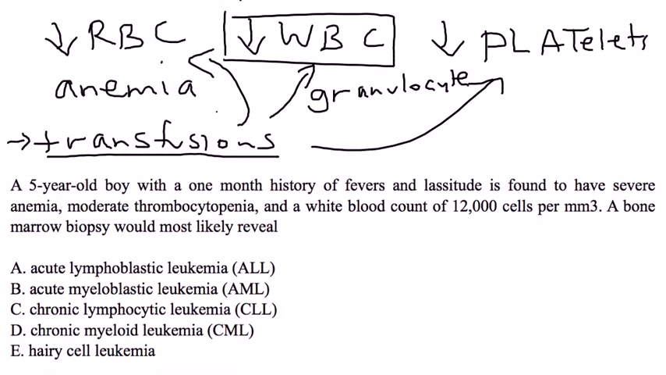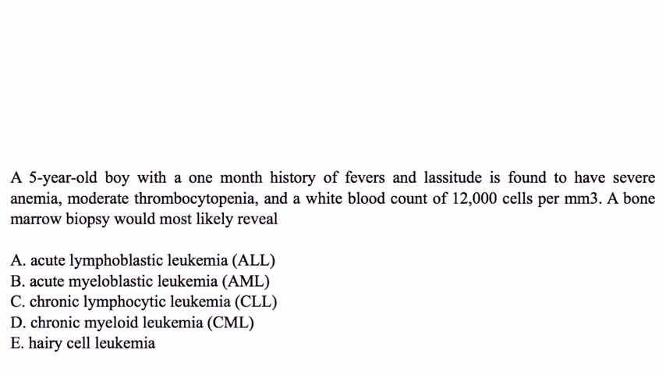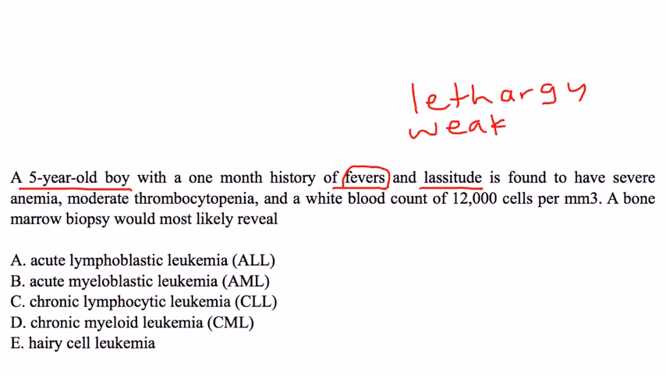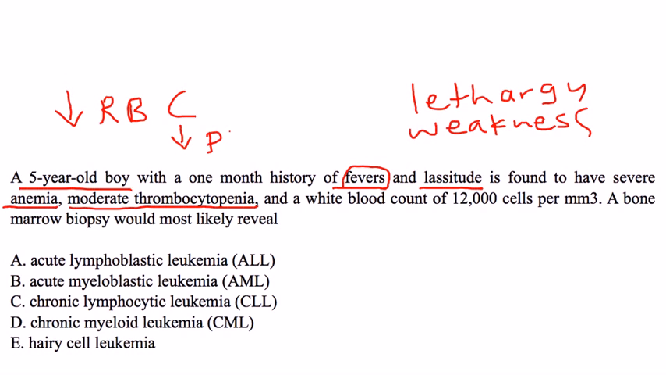Just want to finish off with a quick vignette. So you have a 5-year-old boy, 1 month history of fevers and lassitude, which is sort of like feeling weak, lethargy, weakness. He's found to have a severe anemia, so decreased red blood cells, moderate thrombocytopenia, which is decreased platelets, and a white blood cell count of 12,000. A bone marrow biopsy would reveal. Well, just want to touch on this briefly.